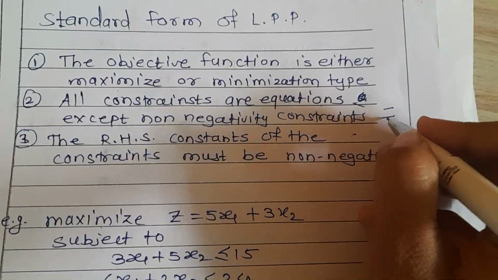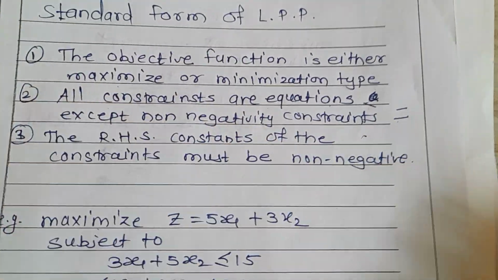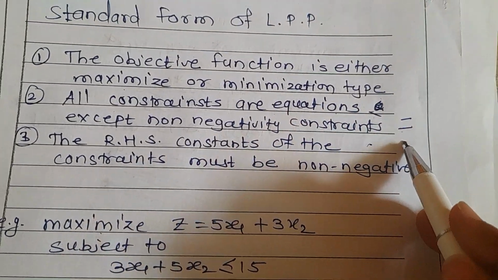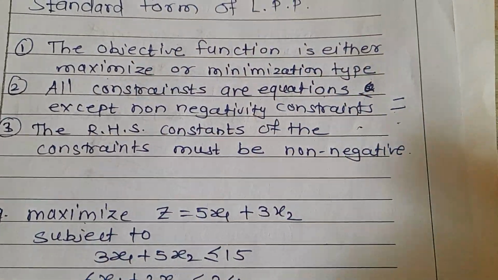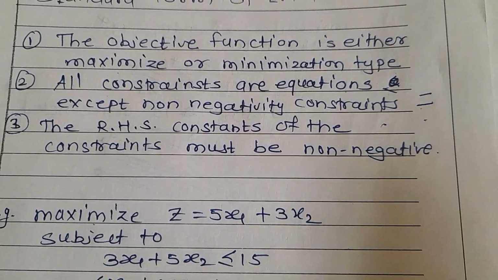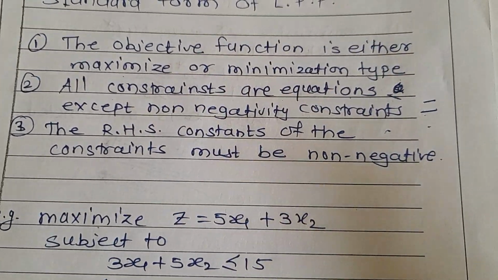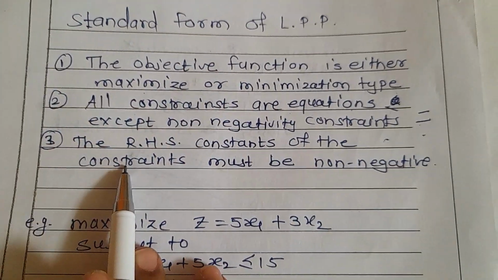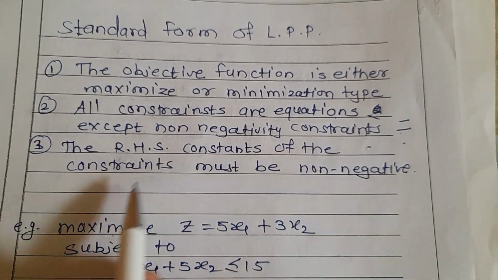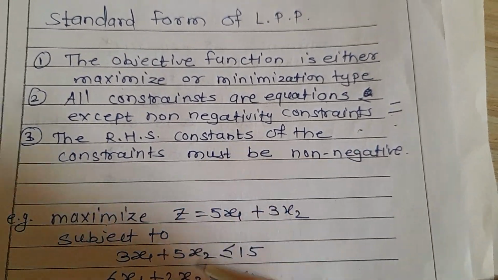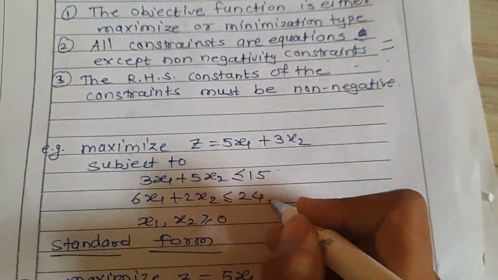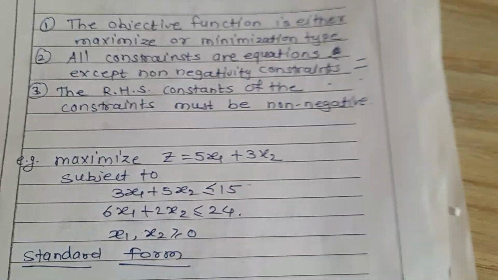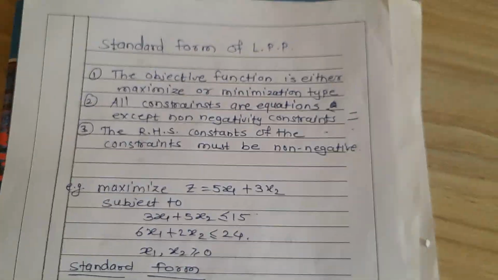If it is less than or equal to type, then add a slack variable to convert it to equal to type. If it is greater than or equal to type, then subtract a surplus variable and it becomes equal to type. And the third condition is that the RHS constants of the constraint must be non-negative, meaning the constants on the RHS, here 15 and 24, must not be of negative type.